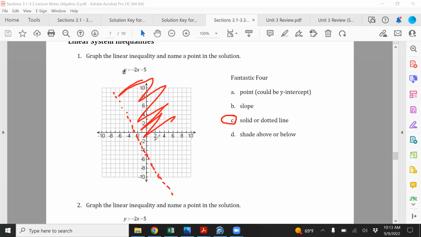Another thing you could do too is test some coordinates in the shaded region. Is 0, 0 part of the shaded region? Yeah. So test it. Is 0 bigger than -2 times 0 minus 5? Well, -2 times 0 minus 5 is -5. 0 is bigger than -5. Great. See you, Ryan. Thanks.